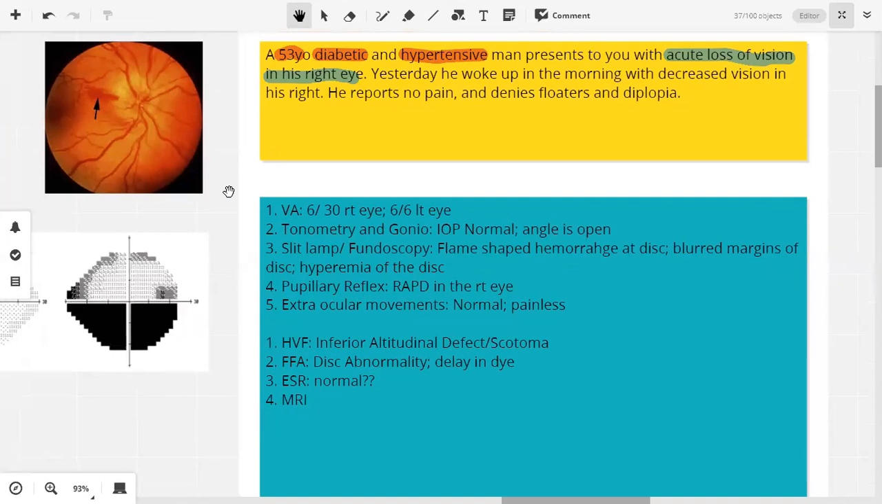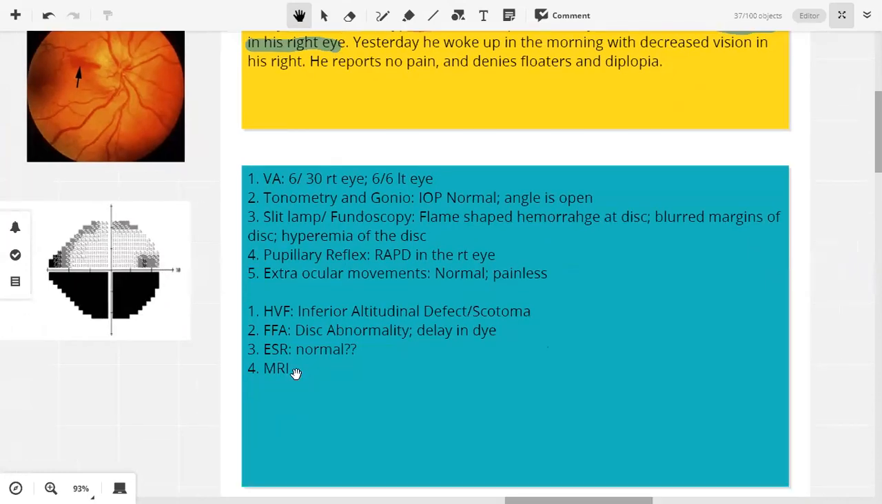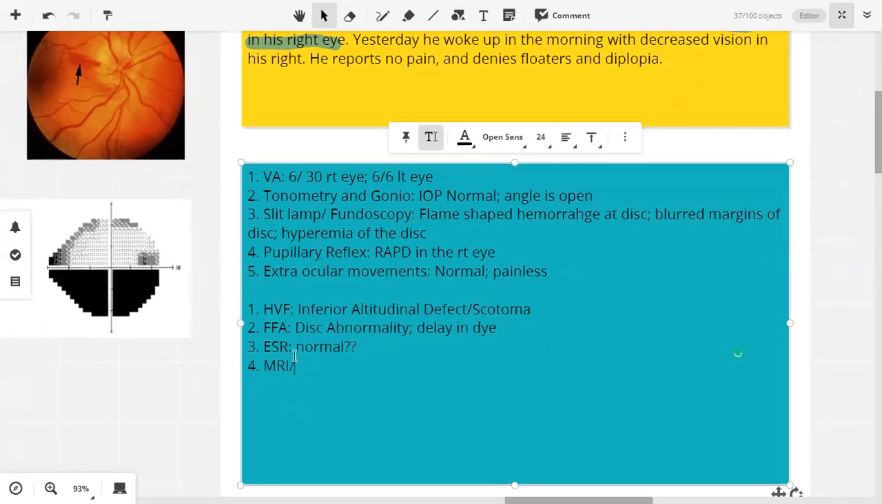So either it's in the orbit or it's close in the orbital canal, the canal of the optic nerve, the optic canal. You're thinking something is there. So you want to perform an MRI or a CT scan. You think that something is there. It comes out to be unremarkable.